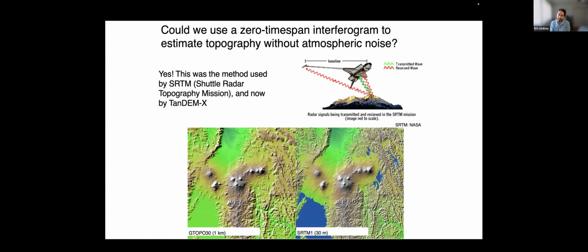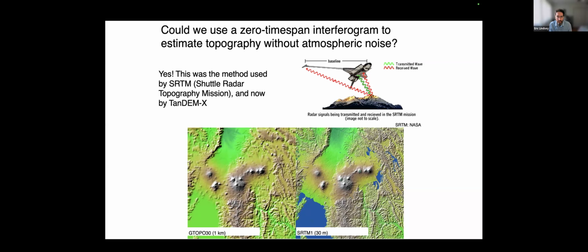That actually gave them the ability to do a 0 time span interferogram. So SRTM is still one of the standard topographic data sets that we use, even though now it's like 25 years old. Prior to this, the best global data set available was about 1 kilometer resolution, and SRTM is now the standard at about 30-meter resolution. You can see it's much, much better.